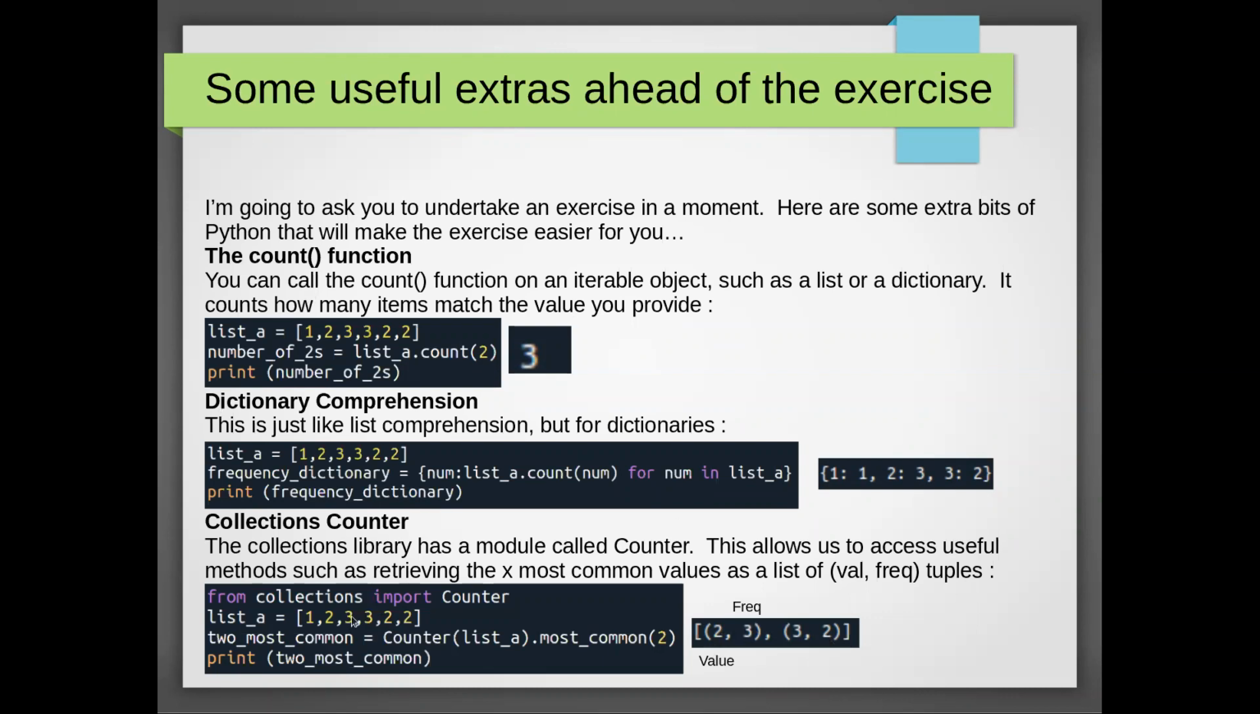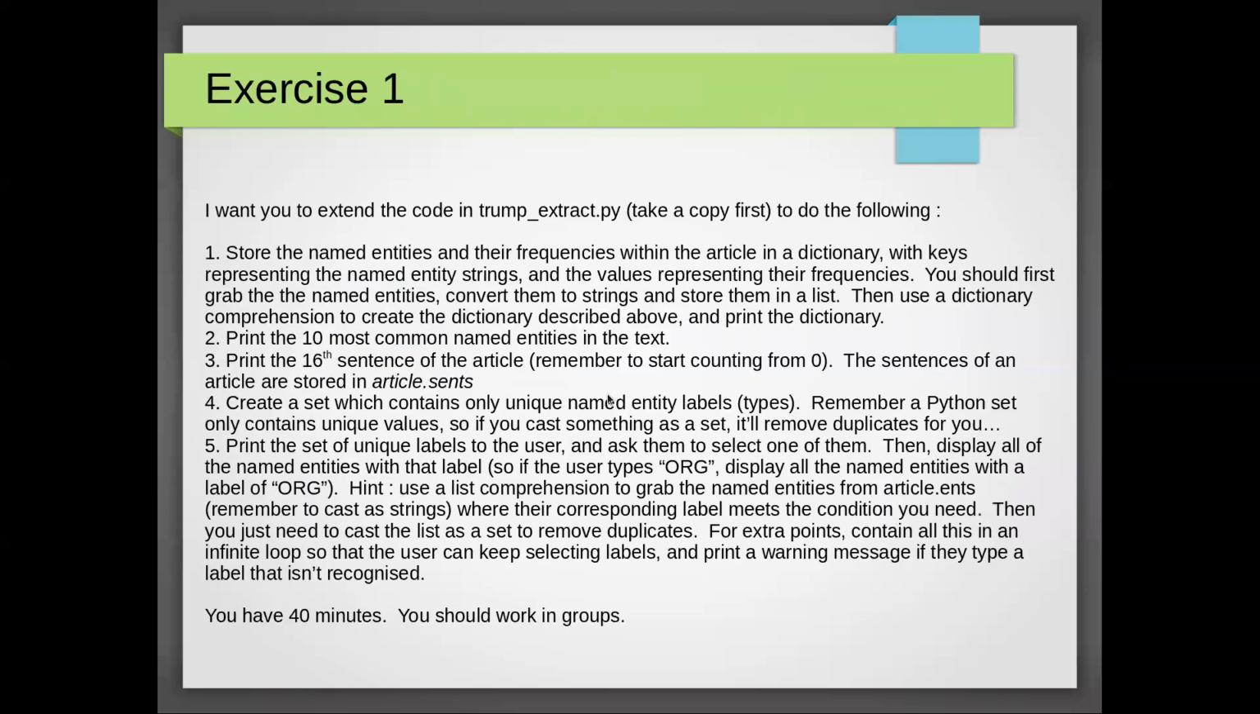Okay, so those 3 things will help you for this. What we need to do is I'm going to put you into your groups. You might want to take a 5-minute break first, and then I want you to extend the code in the trumpextract.py. That's the code I just ran a moment ago. I've given you that code. Take a copy of it first, so that you've got the original copy as well. Just work on a new copy because you're going to be playing around with it.